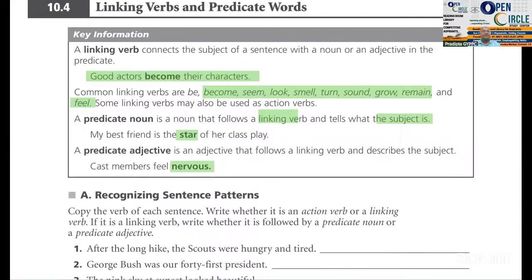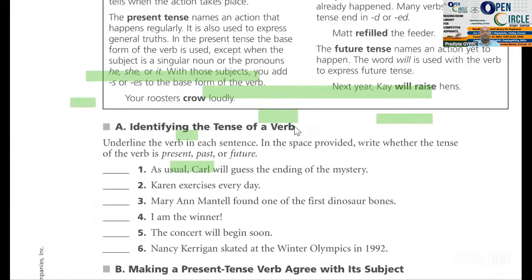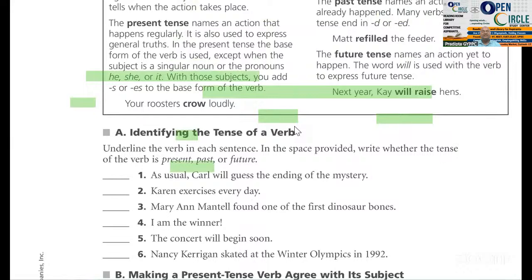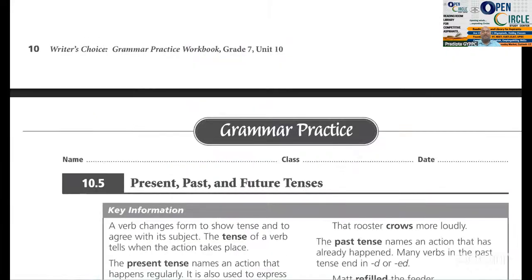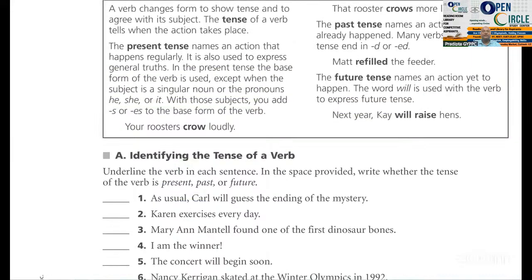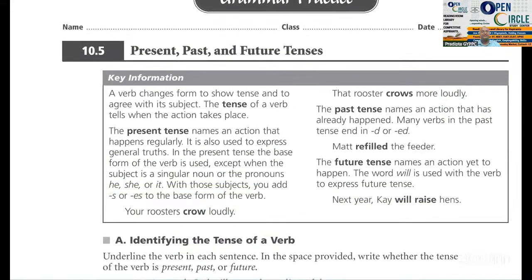Let's go to the next part, and I think that is the last one. Present, past and future tenses. This question is about tenses. Already you have learned a few things about tenses.